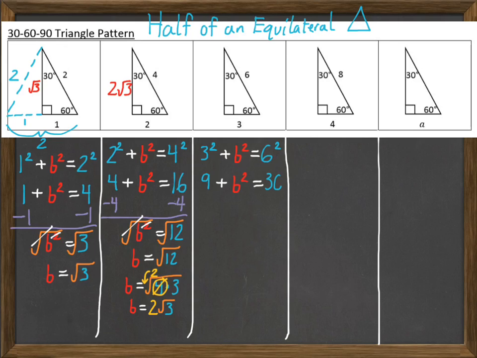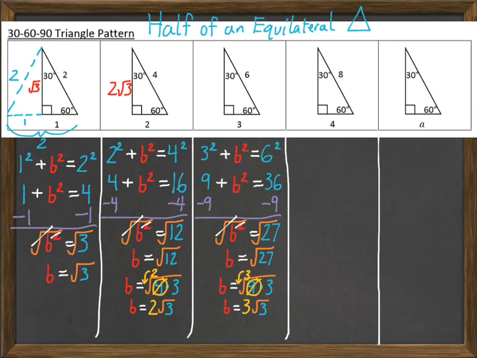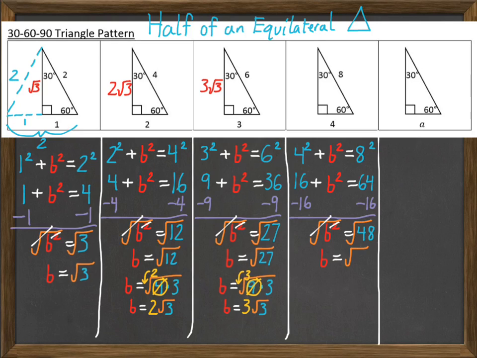Alright, so 3 squared plus b squared equals 6 squared, subtract, square root, simplify, and we get 3 square root of 3. So are you noticing a pattern yet? Want to guess what the height of the next one is? I bet you can't. No, I'm just kidding. You probably can. So 4 squared plus b squared equals 8 squared. Subtract from both sides, and we get b equals 4 square root of 3.